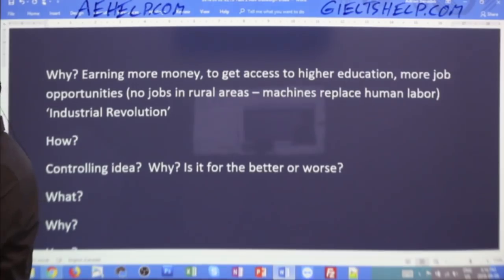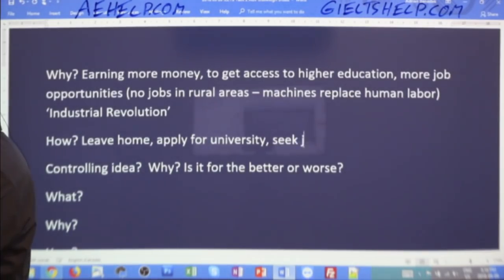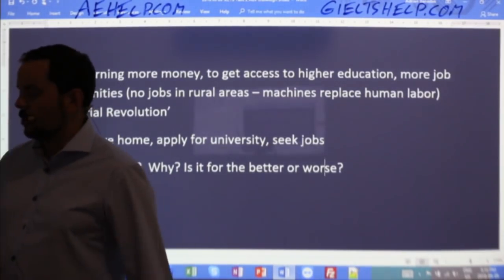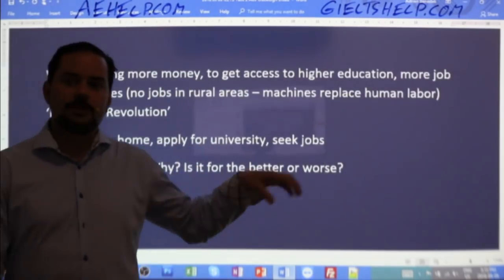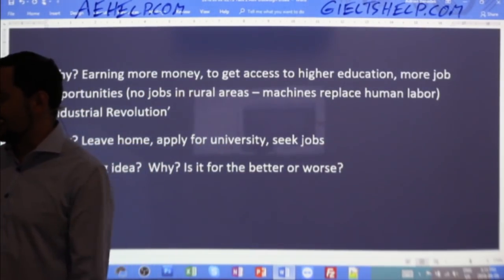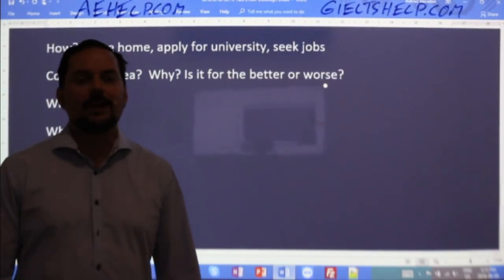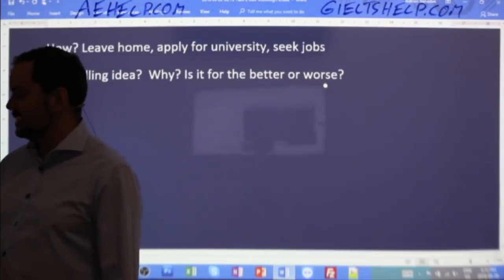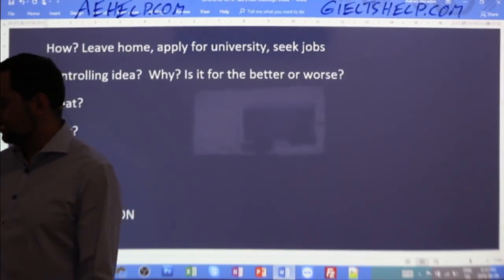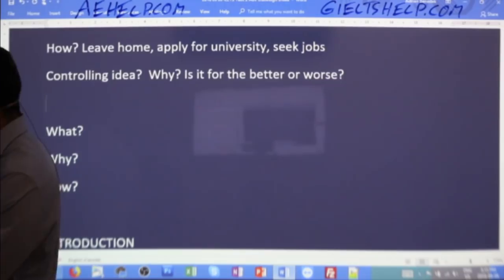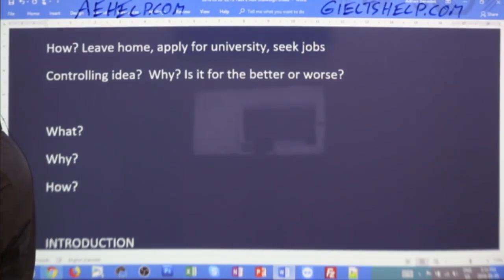Well, that's a simple one. Leave home, apply for university, look for work or seek jobs, right? All right, good. So in this case, the why question was really important to visualize and get a good in-depth idea of. Okay, controlling idea. So is it better or is it worse? You can split this into two different what, why, how questions. So you can start with better, and then you can repeat the same for worse.